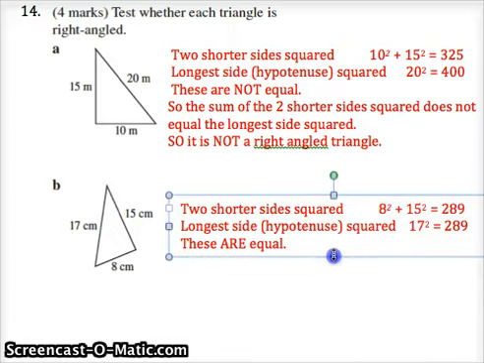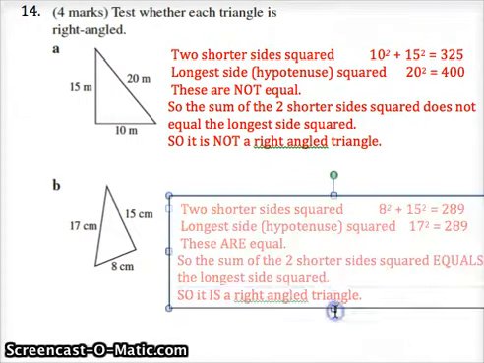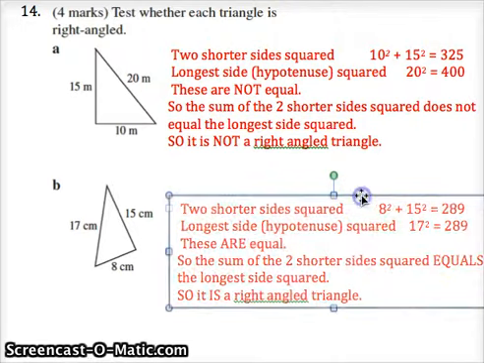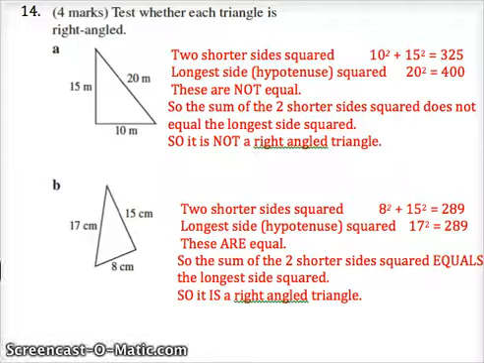So therefore that means that the sum of the two shorter sides squared equals the longest side squared, and so therefore it is a right angled triangle. Okay, and that's the end of question 14.